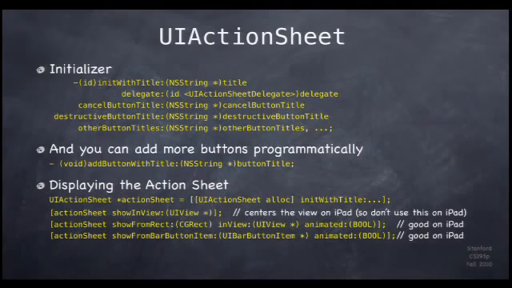Look it up in the dictionary, put it in the pasteboard, whatever. And then there's also show from bar button item. So again, you're on the iPad likely, and you've got a bar at the top with some buttons. You click on a button that wants to put up an action sheet to make some decision about what to do as a result of that button.